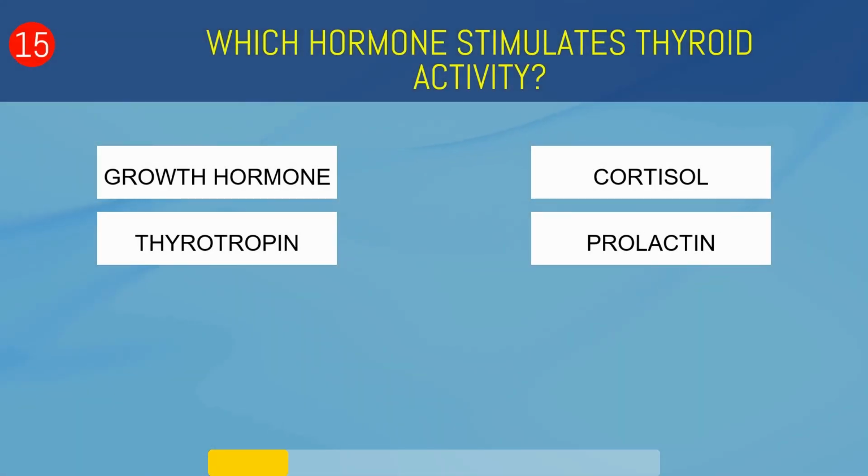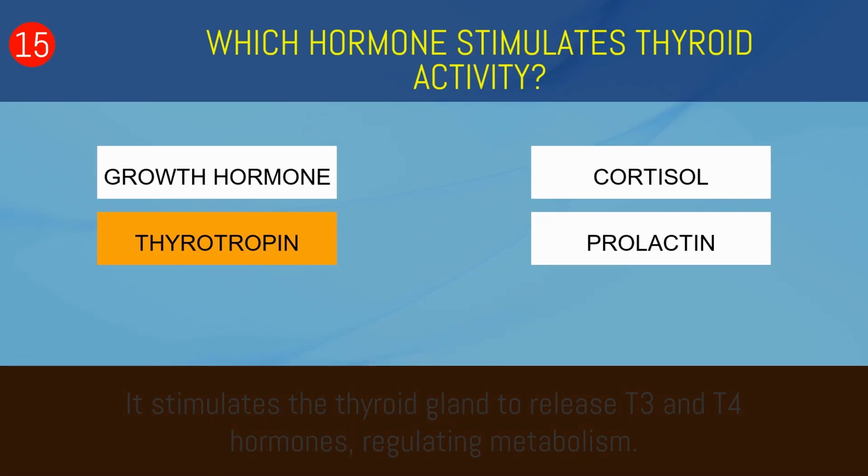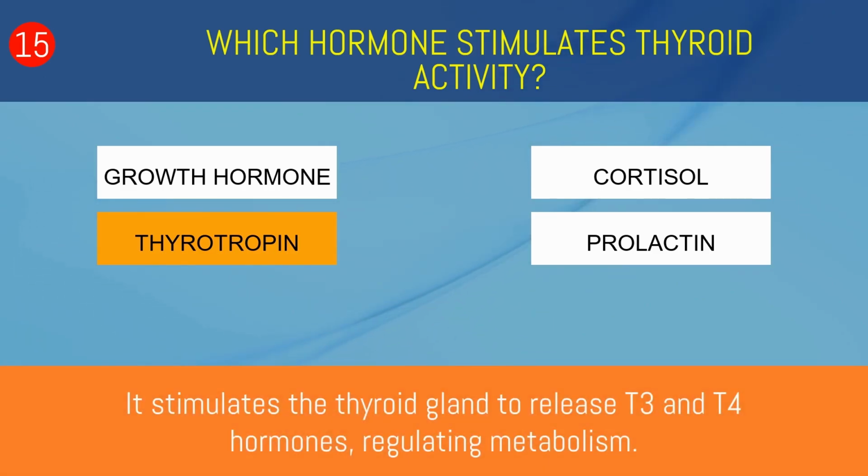Which hormone stimulates thyroid activity? Growth hormone, thyrotropin, cortisol, or prolactin? Thyrotropin. It stimulates the thyroid gland to release T3 and T4 hormones, regulating metabolism.